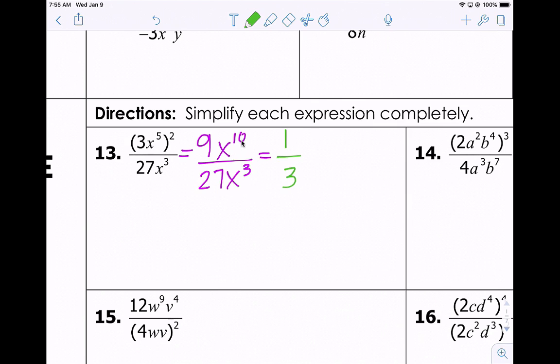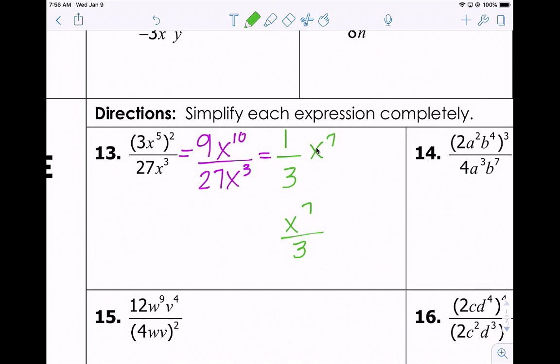Then we have x to the 10 divided by x cubed. When we divide, we subtract these. So 10 minus 3 would be x to the 7. All right, so I just want to show you this is a good way to write this. Another way would just be x to the 7 divided by 3. There's like an imaginary one here.